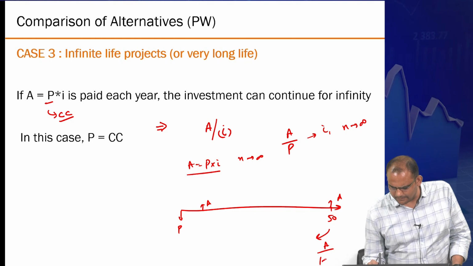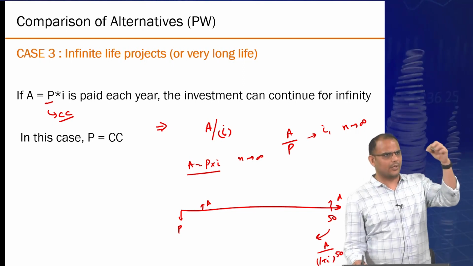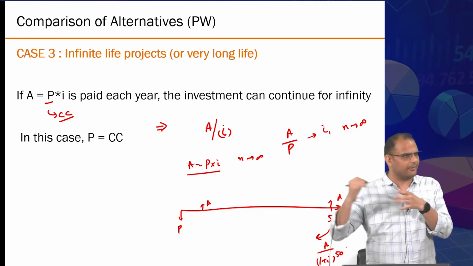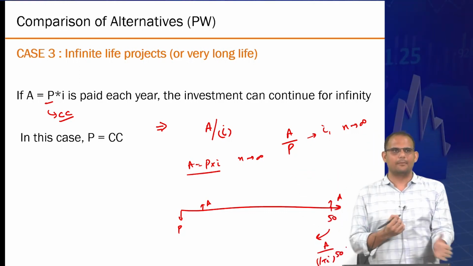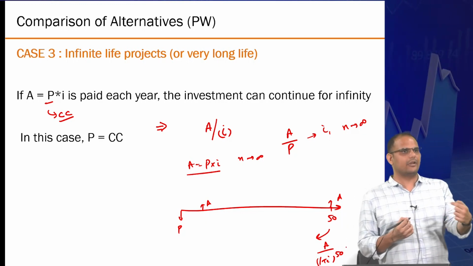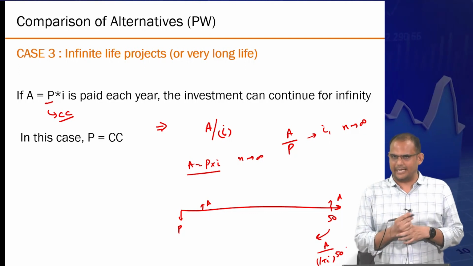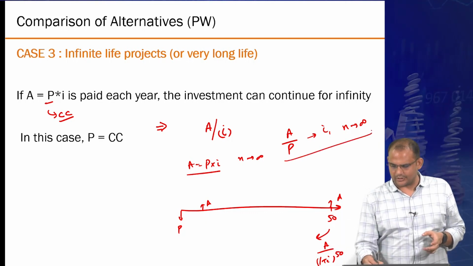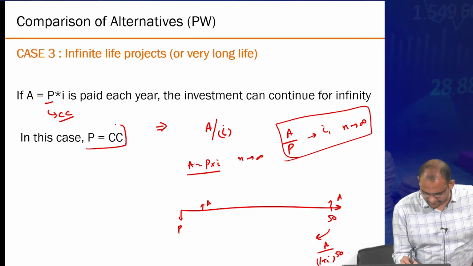A upon 1 plus I to the power 50. Even if your I is very small, the 1 plus I to the power 50 becomes so large that this stops contributing to your present worth significantly. The error will not be too high. So therefore, this kind of method works, right? N tends to infinity. You can also derive this formula if you are interested. So that's the definition of capitalized cost.